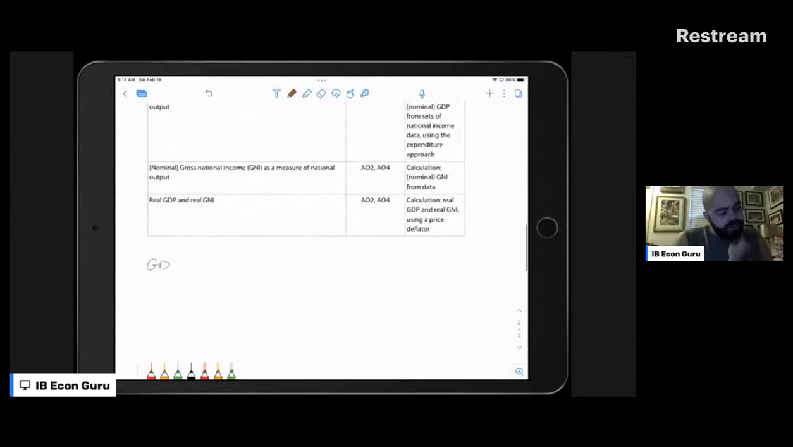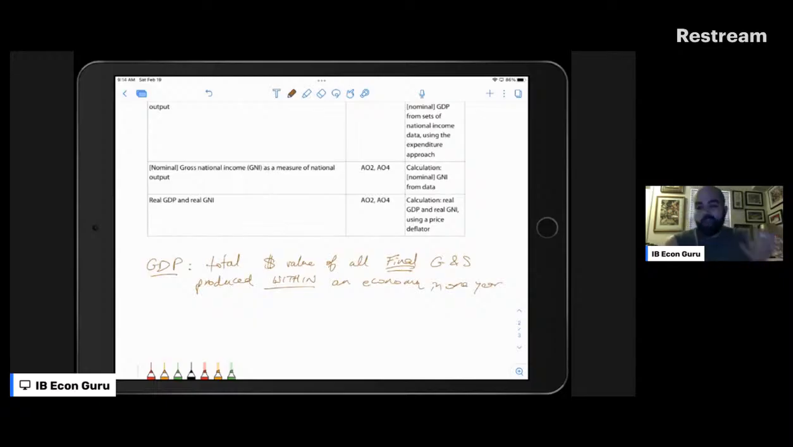So GDP is the total money value of all final goods and services produced within an economy in 1 year. Okay, so total money value of all final goods and services produced within an economy is a very important key term, in 1 year or 3 months. GDP is measured every quarter, by the way, but the point is you have to have a beginning and an end of the time period you're measuring GDP.